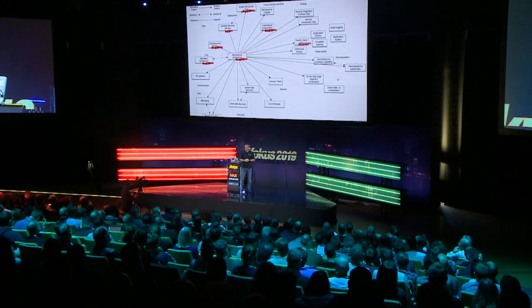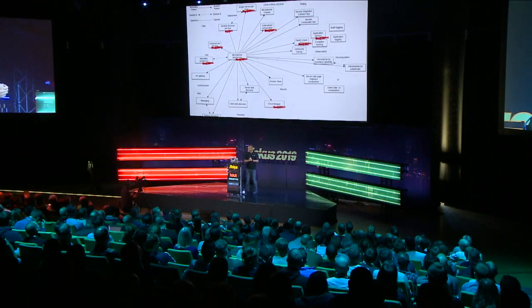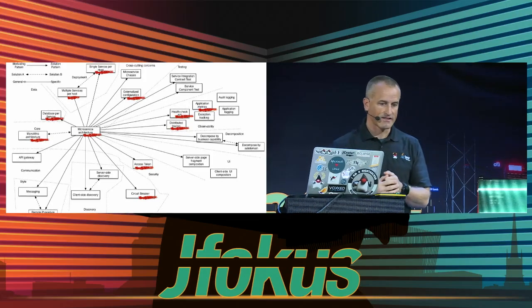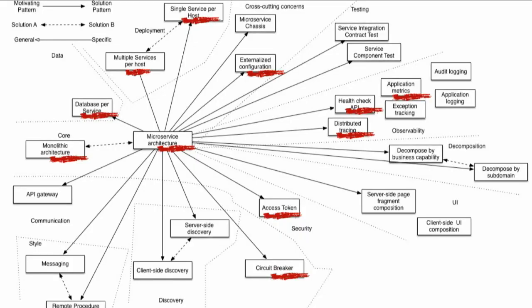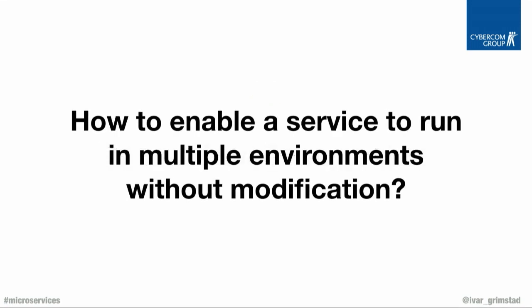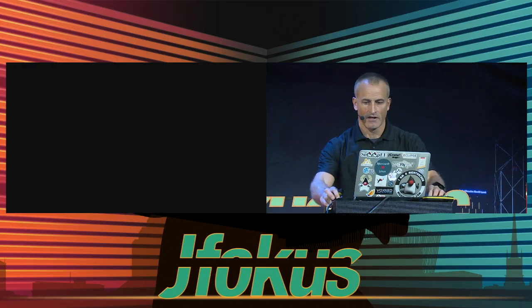So what we've done is to look at some of the structural patterns. What we will do is go on and look at the others like configuration, health checks, access token, circuit breakers and tracing, etc. So let's look at externalized configuration. The problem statement there is how to enable a service to run in multiple environments without modification.